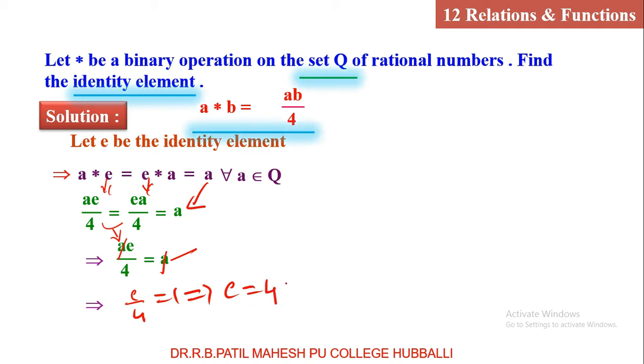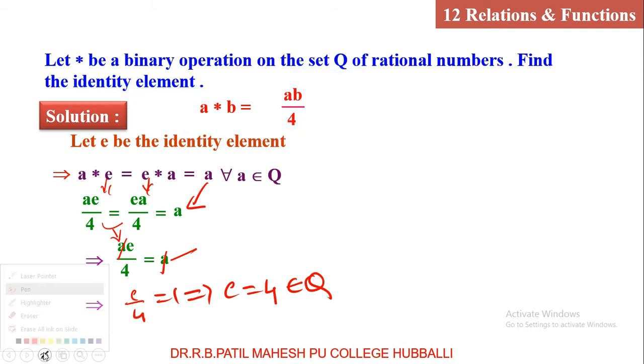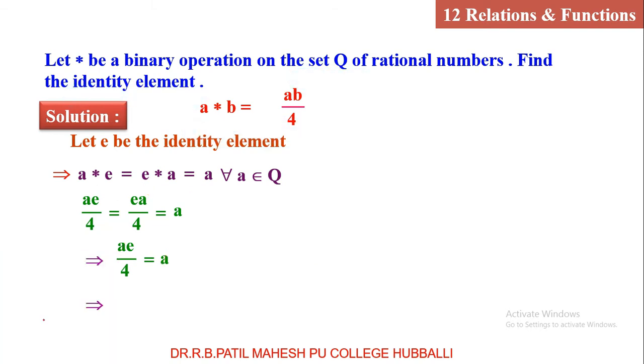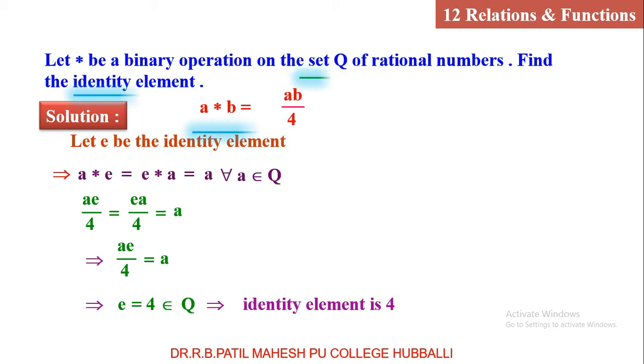Is 4 a rational number? Definitely. And 4 belongs to the set of rational numbers. Therefore, E is equal to 4. That belongs to Q, and this is called the identity element of the given operation, that is A star B equal to AB upon 4. Hope you all understood this identity element.